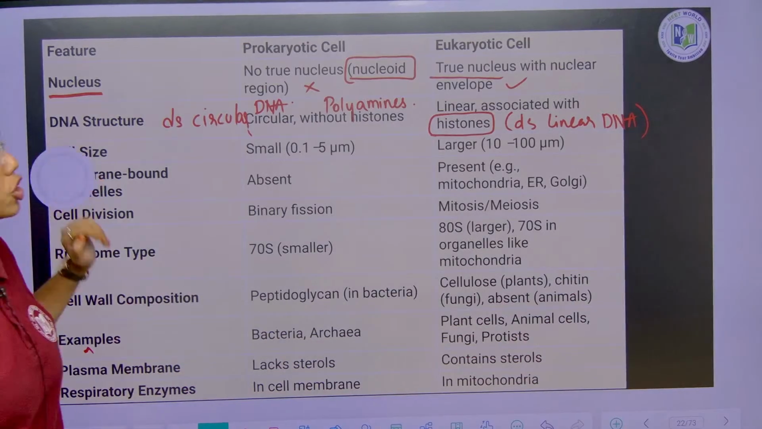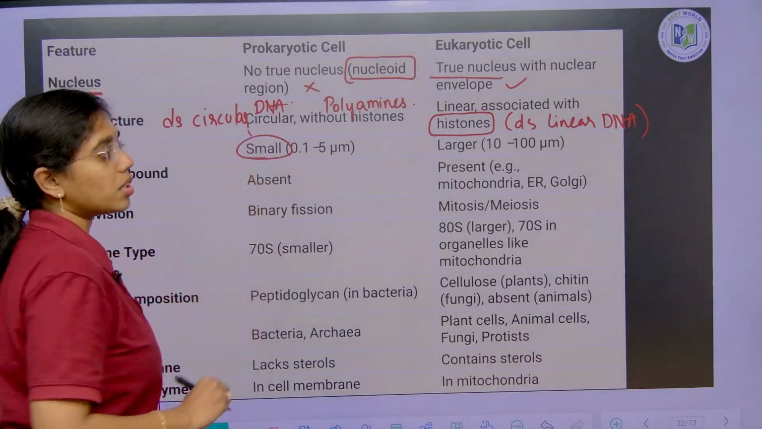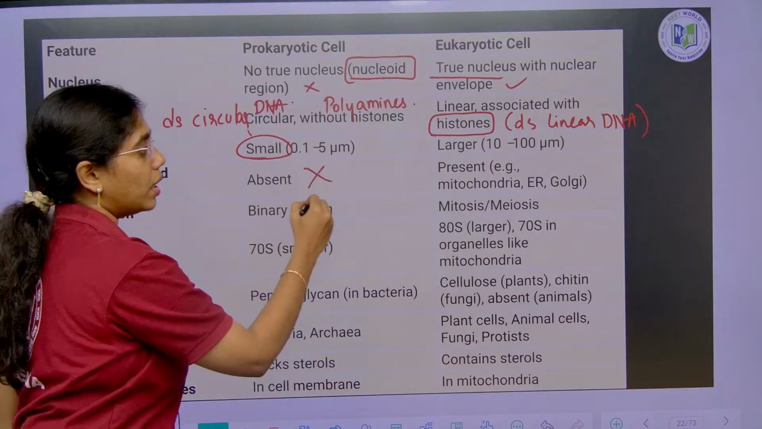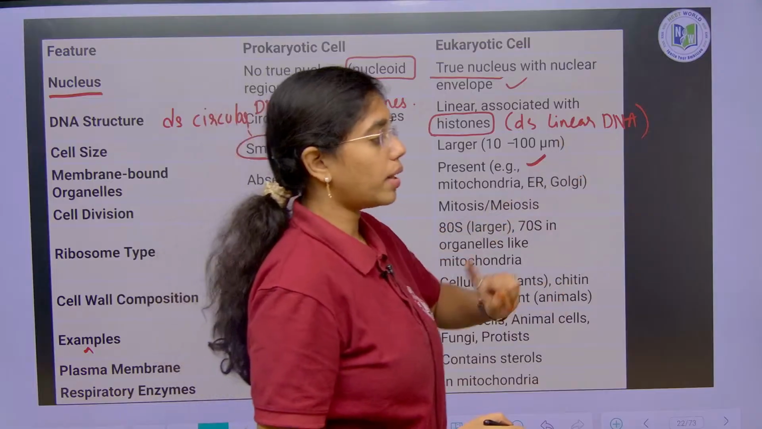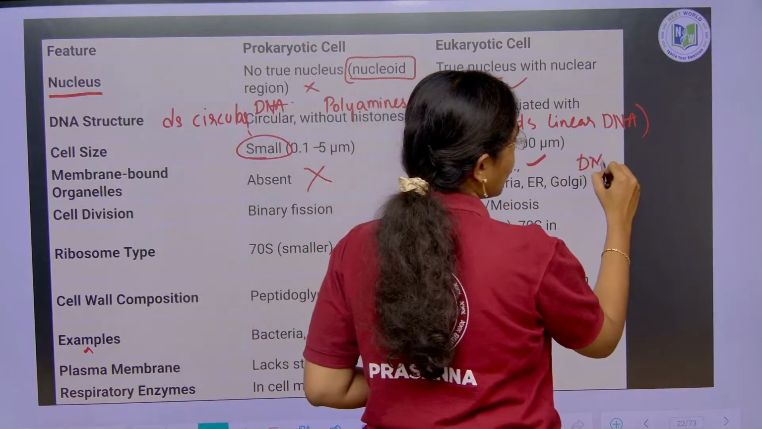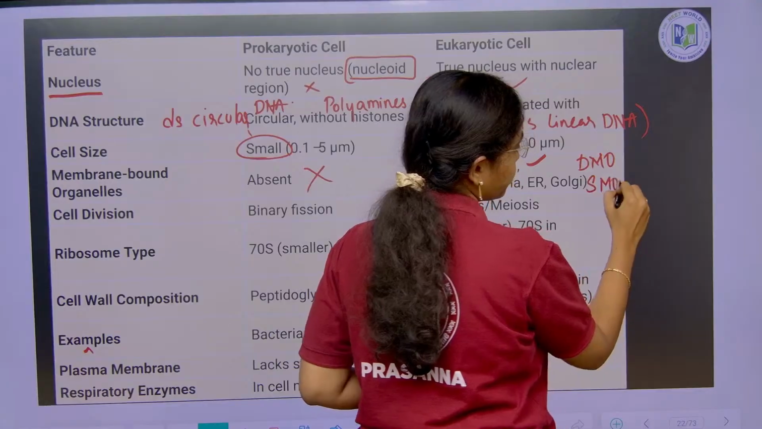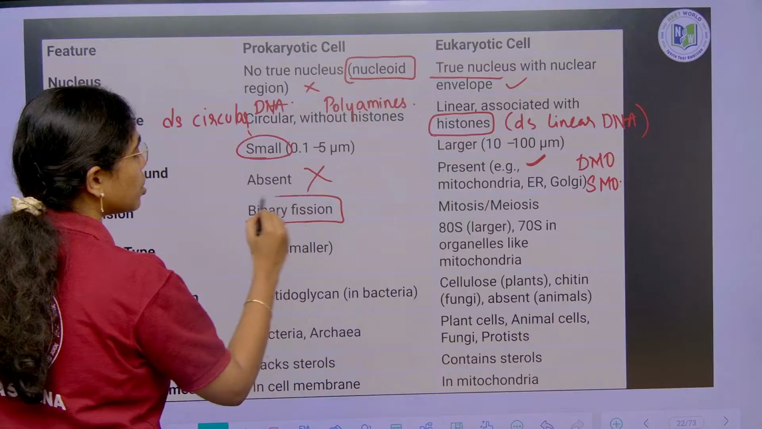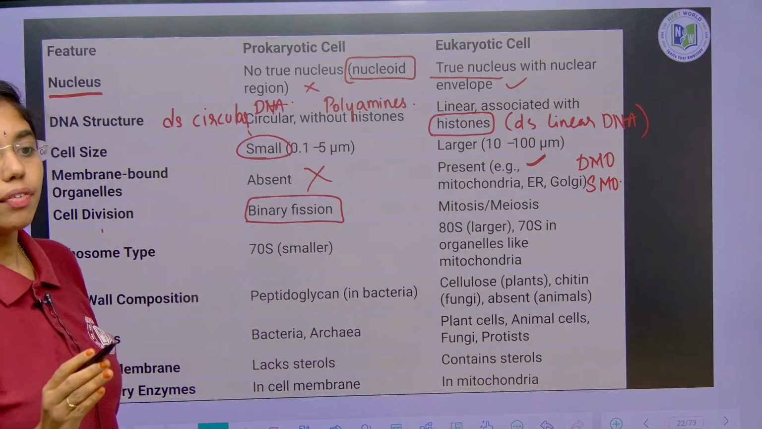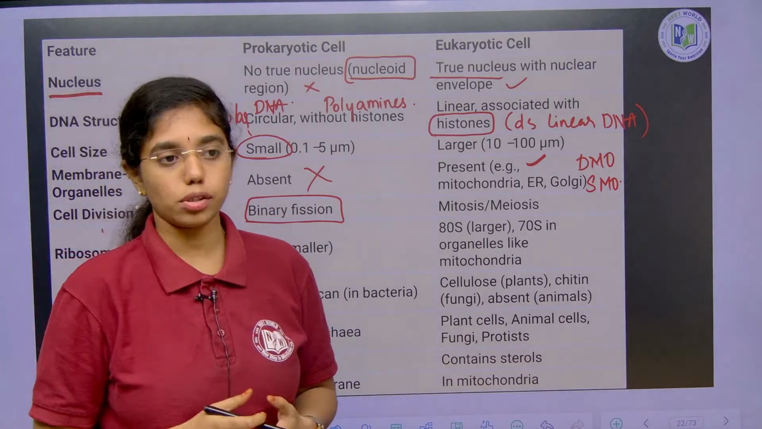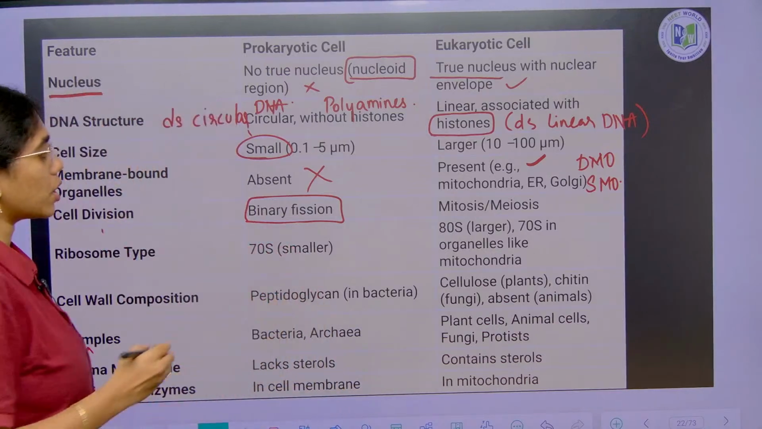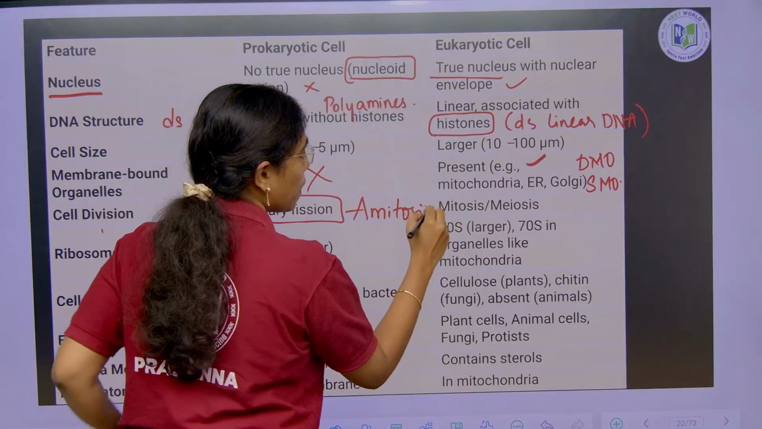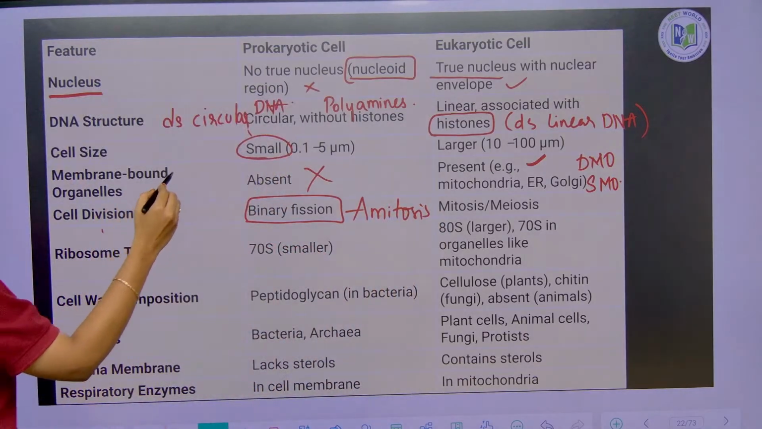Next, cell size is small for prokaryotes, larger for eukaryotes. Membrane bound organelles are absent here; they are present over here, both double membrane bound and single membrane bound organelles. Got it? And then cell division is by binary fission, which will not have any spindle apparatus formation. Binary fission is also known as amitosis, wherein a single cell divides into two.